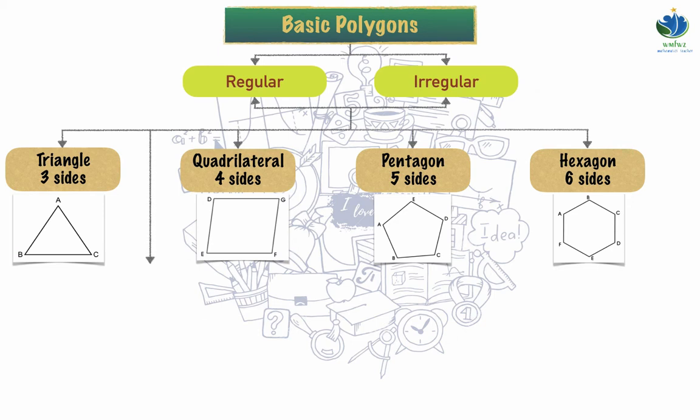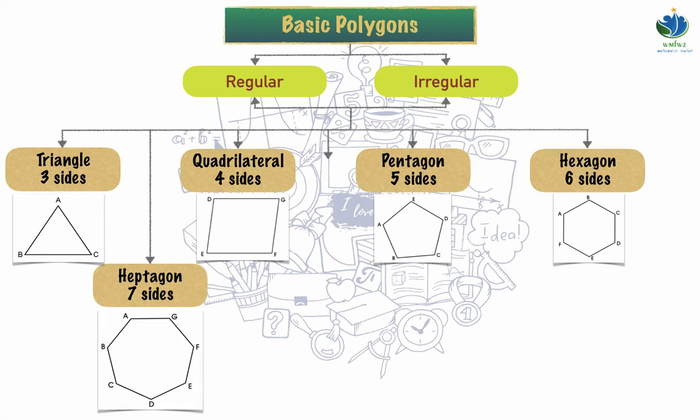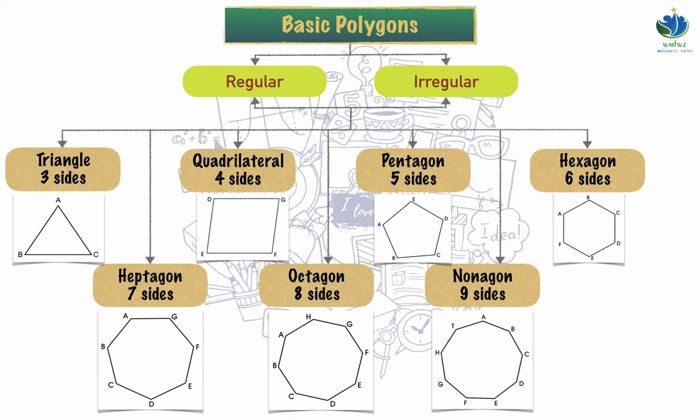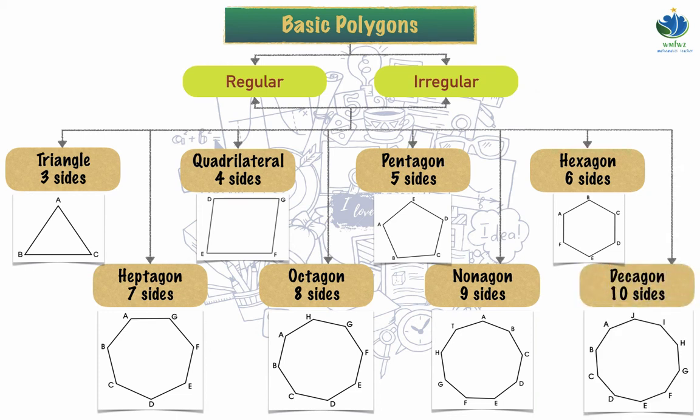Next, heptagon, which has 7 sides, followed by octagon, which has 8 sides, and then nonagon, which has 9 sides, and lastly decagon, which has 10 sides. So these are all of the basic polygons that you should remember, the names and the number of sides they have.